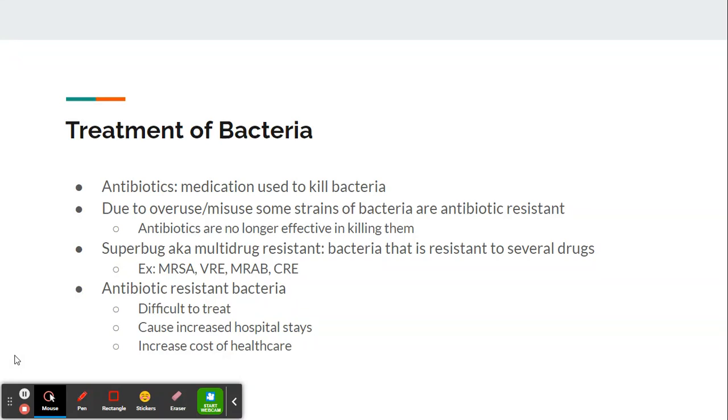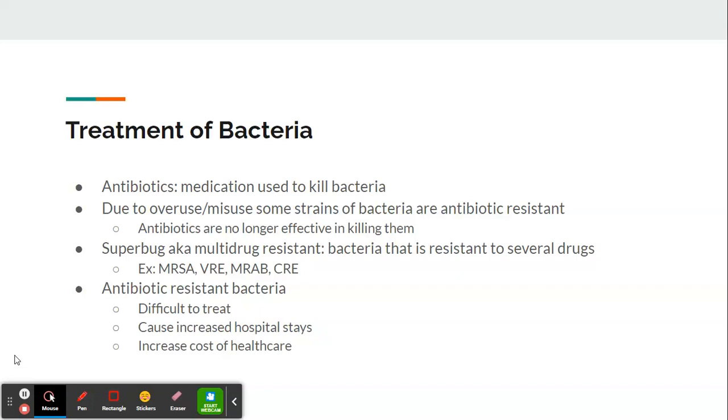So how do we treat these bacteria? Antibiotics is going to be our primary treatment, but we are seeing nowadays that a lot of times when doctors don't know what something is, or they just want to help a patient feel better, they'll just throw antibiotics at any sickness to try to get rid of it. That overuse of antibiotics has led to certain strains that are now antibiotic resistant. So the antibiotics don't work against them, they don't kill them.